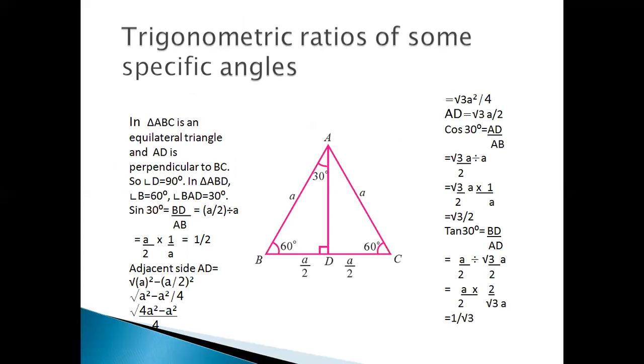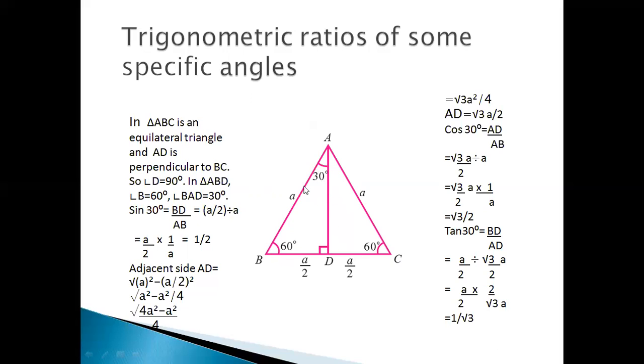Let us consider here an equilateral triangle. ABC is an equilateral triangle, and AD is a perpendicular line. So AD is perpendicular to BC. That's why at D the angle is 90 degrees. So AD divides this equilateral triangle into two right angle triangles. That is, ADB is one triangle, ADC is another right angle triangle.